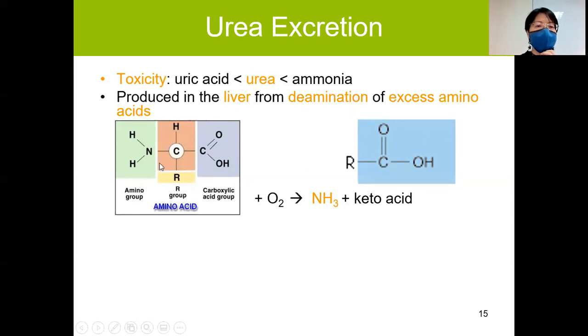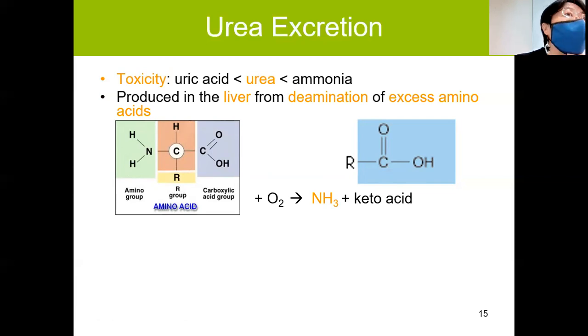That means this carbon skeleton is the keto acid. Okay, COOH is here, R is this one here. This whole thing is the R. So NH2 comes out as NH3. Okay, so ammonia and keto acid. So we produce ammonia first, you know.